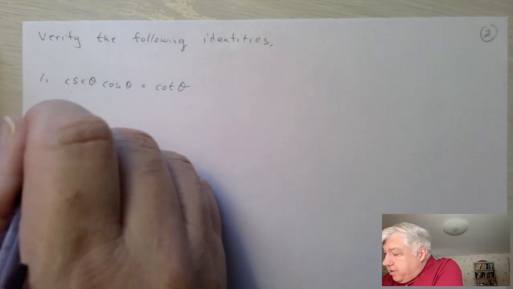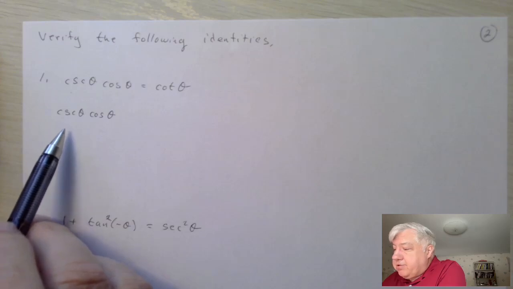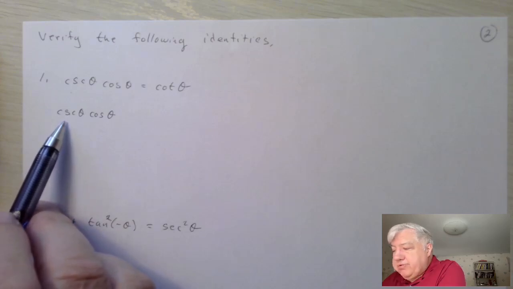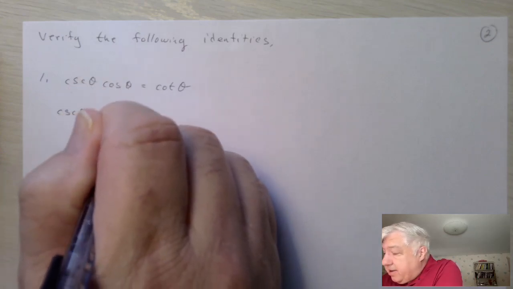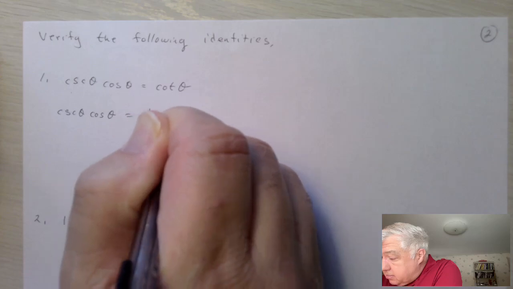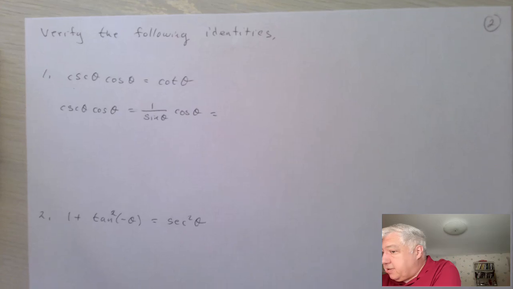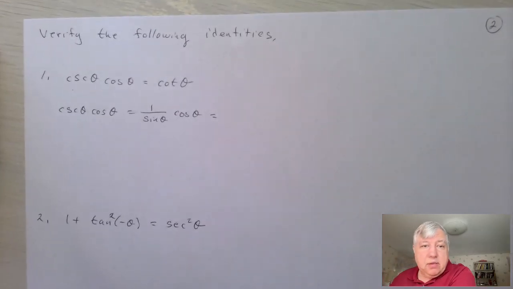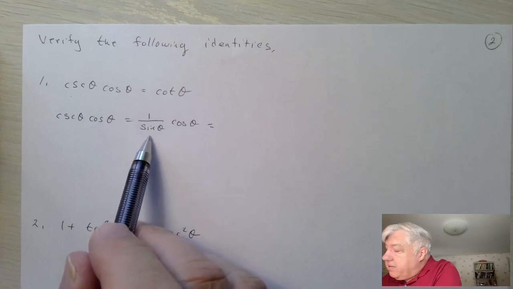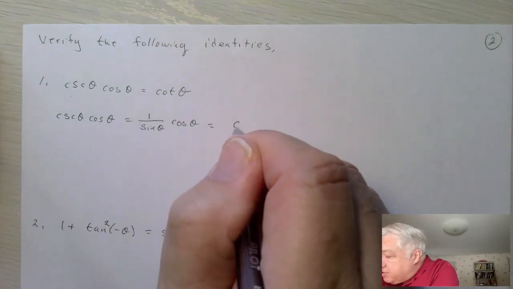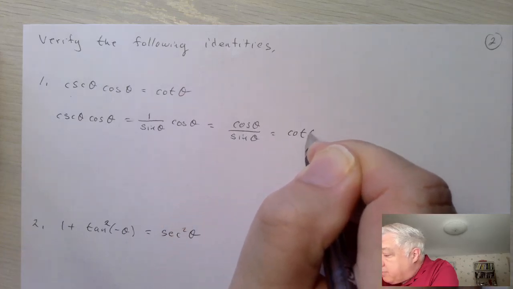So how do we do this? Well, the cosecant of theta, cosine of theta. One thing we can do is write things in terms of sine and cosine. The cosecant is 1 over sine theta. And then this is sine, then we can put this into a single fraction. And this is, in fact, the cotangent of theta.